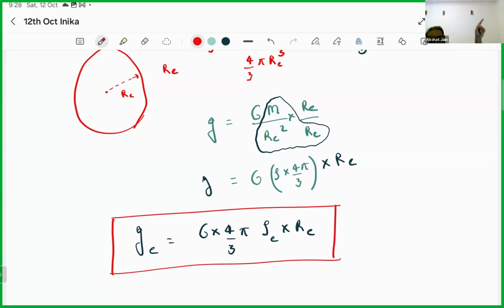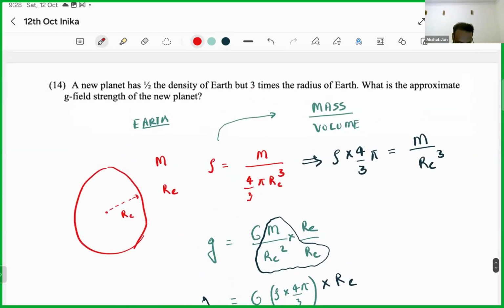So g at the Earth's surface is directly proportional to the density. It is directly proportional to the radius. Now you will solve that question for me. What will be the answer for that? I have left you halfway, right? I have made a formula for you. What do you have to do?